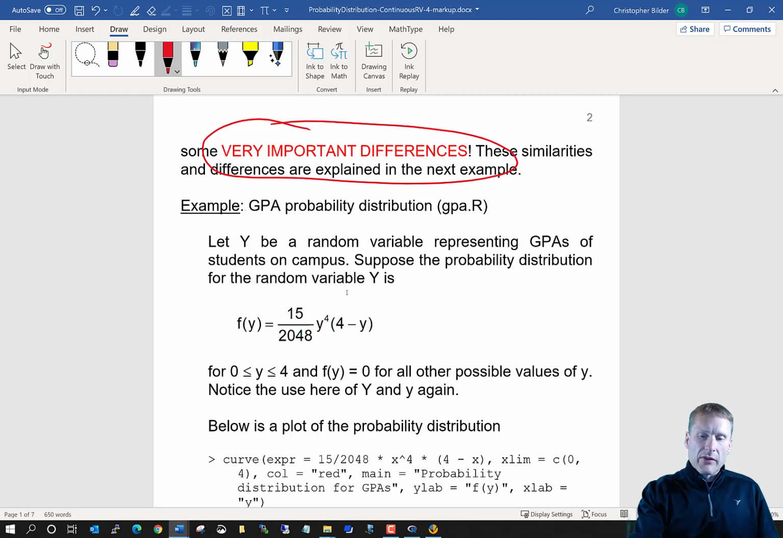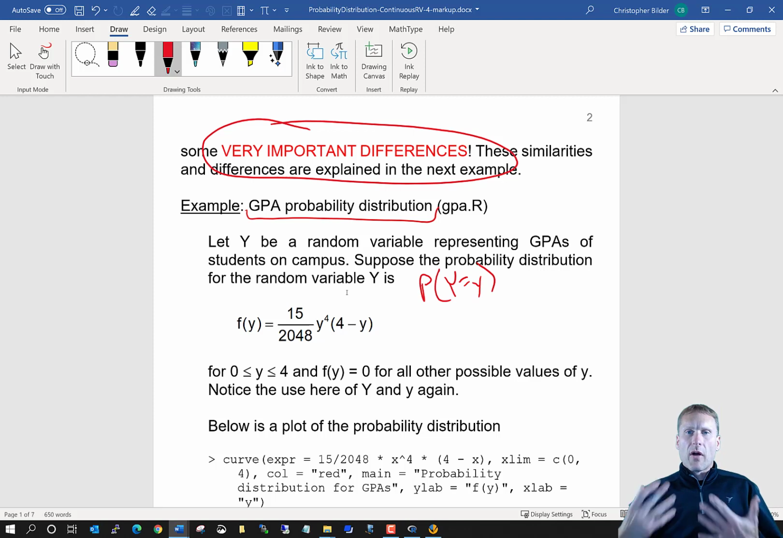So let's go back to this old GPA probability distribution example. Let y be a random variable representing GPAs of students on campus, and suppose the probability distribution for the random variable y is denoted as what I have here. For discrete random variables, we would often see something like this, where we use probability y is equal to little y. We are not going to be able to use that anymore, and you'll see why coming up.